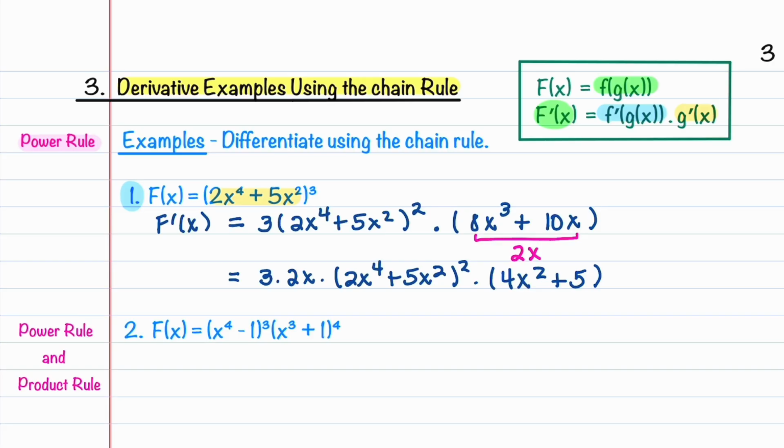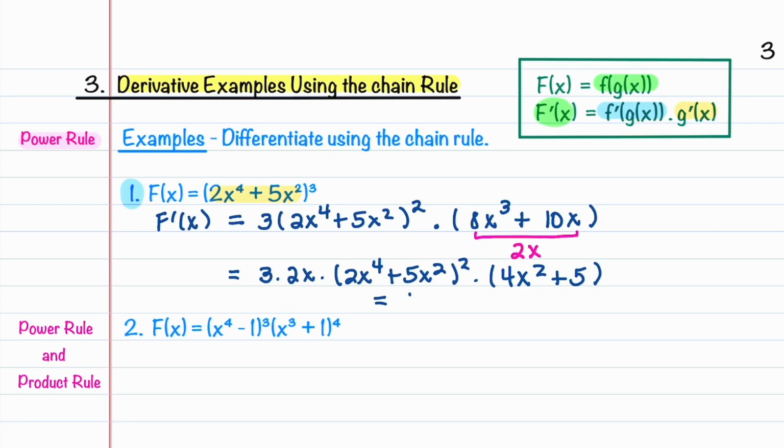When you're taking a derivative using the chain rule, it's customary when you write your final answer to write your answer as your constant first, and then smaller powers of x, and then bigger powers. So we are going to rewrite our answer as 6x times 4x squared plus 5. We're putting that one first because it's raised to the first power, and then we're going to put down 2x to the 4th plus 5x squared quantity squared. And then that's our final answer.